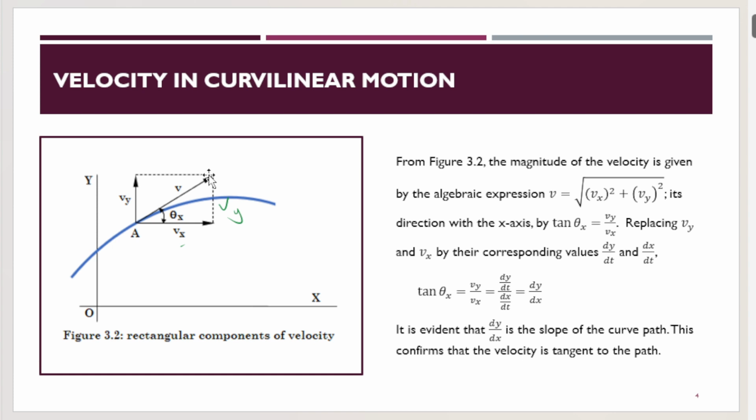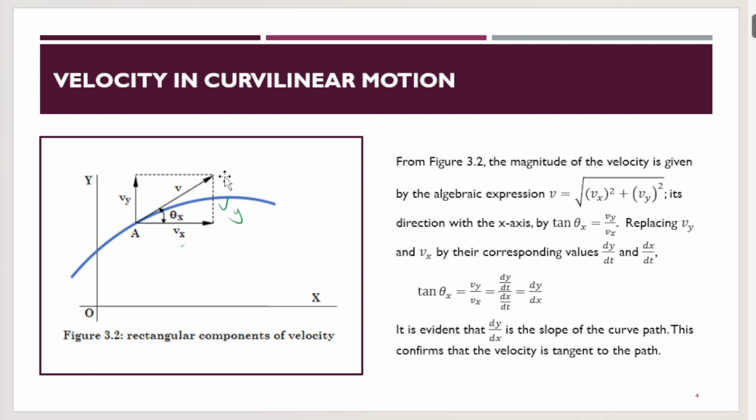That's why, when we have a parabolic curve, if you still remember from your engineering data analysis or calculus, we get the slope of the curve by differentiation, dy over dx, and that is the slope of your path. That means the velocity is tangent to the path.